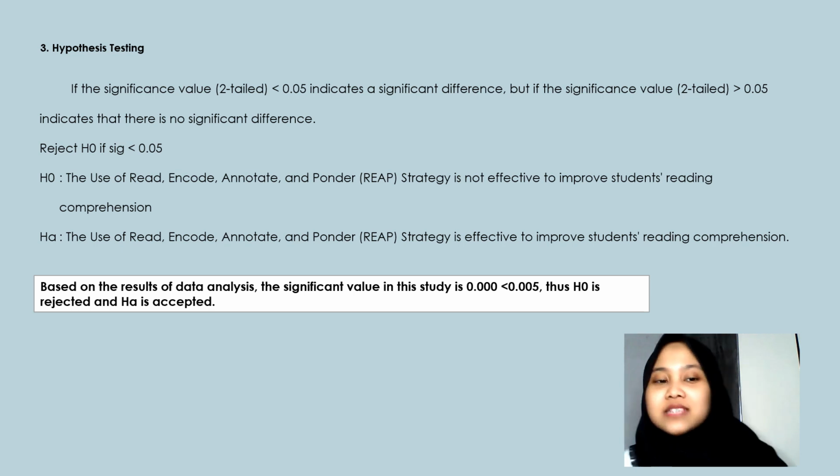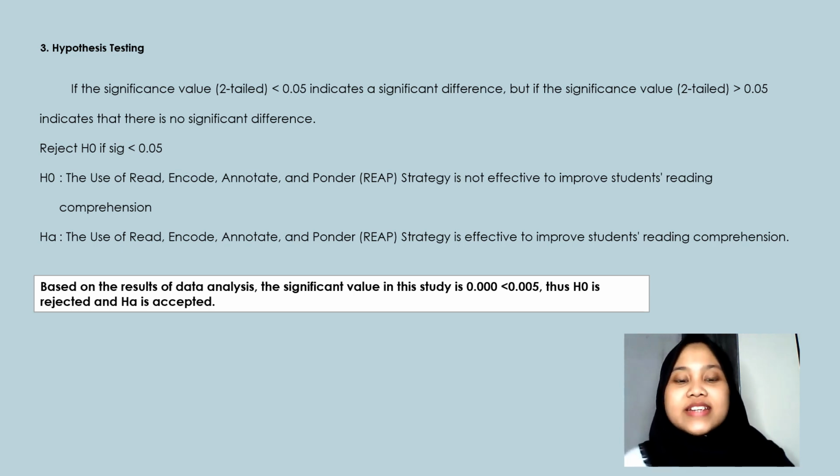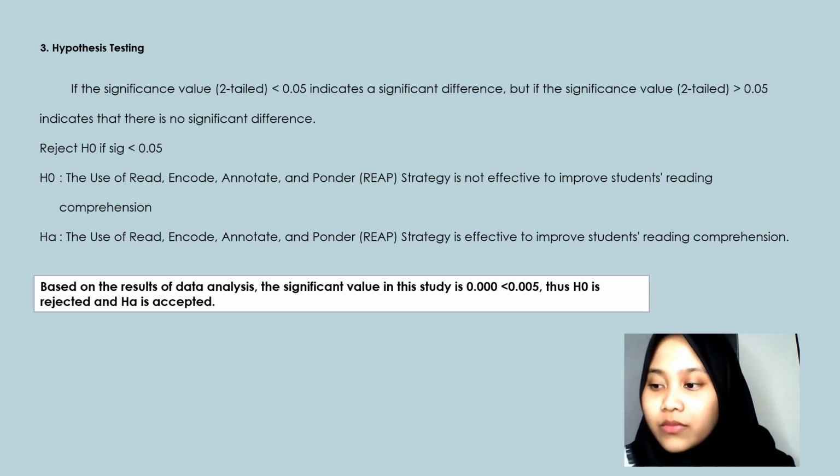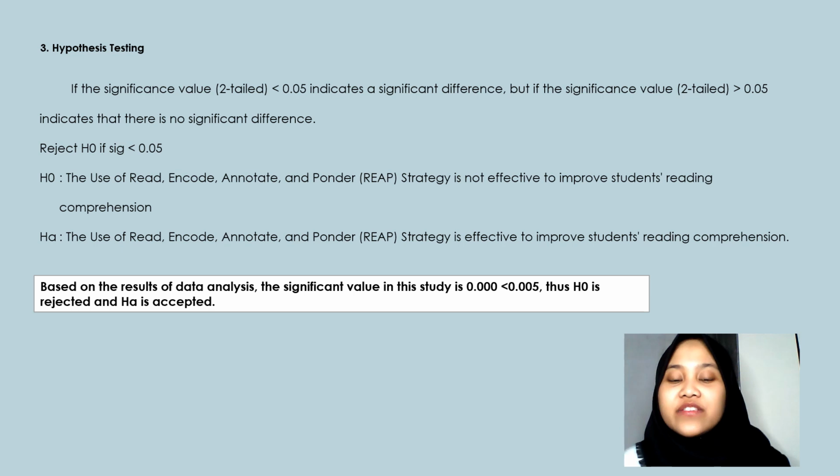The hypothesis HO: the use of read, encode, annotate, and ponder strategy is not effective to improve students' reading comprehension. HA: the use of read, encode, annotate, and ponder strategy is effective to improve students' reading comprehension. Based on the data analysis, the significance value in this study is 0.000, which is smaller than 0.05. Thus, HO is rejected and HA is accepted.